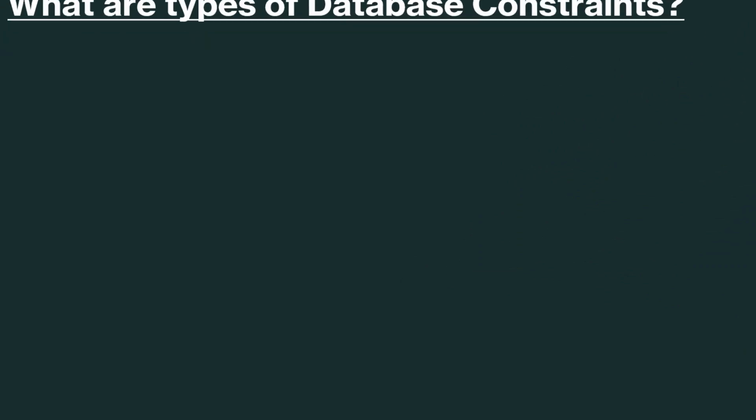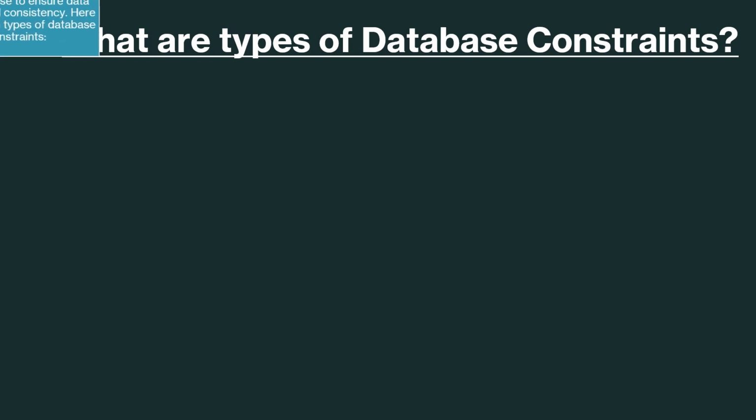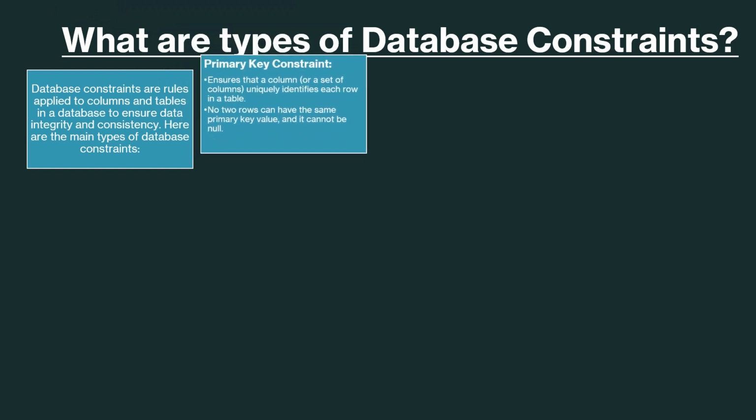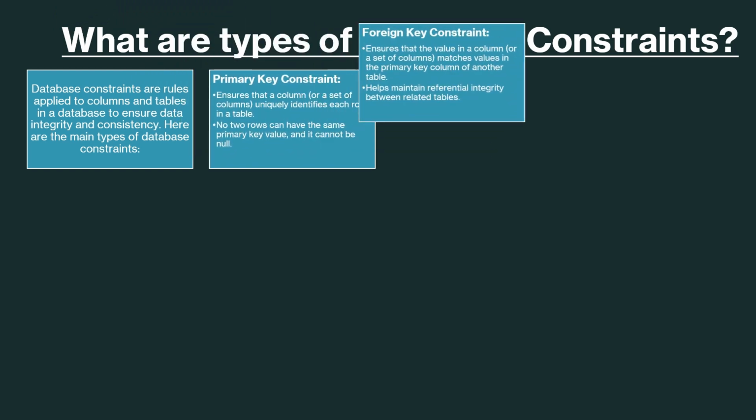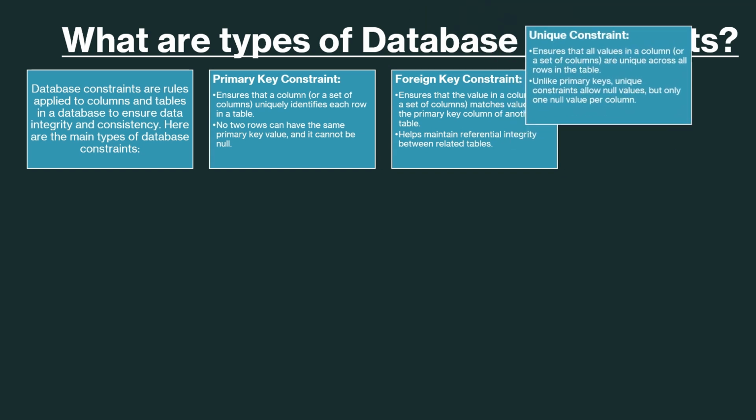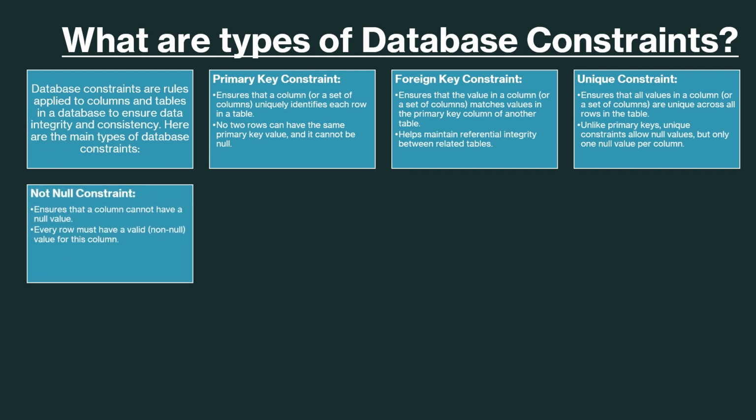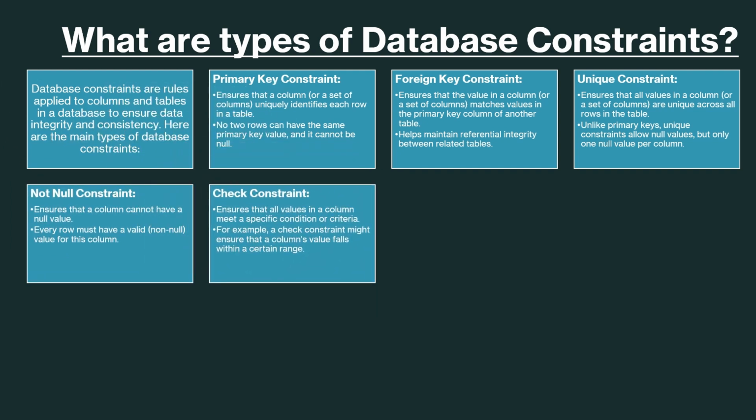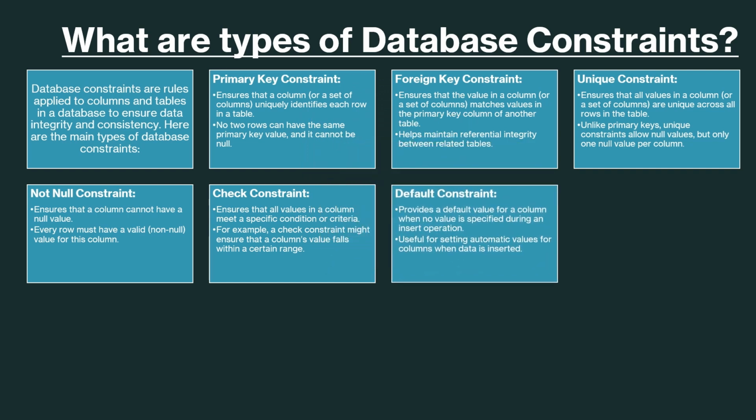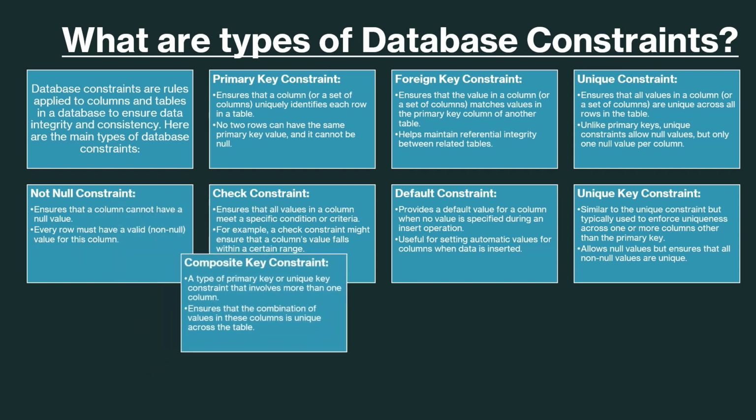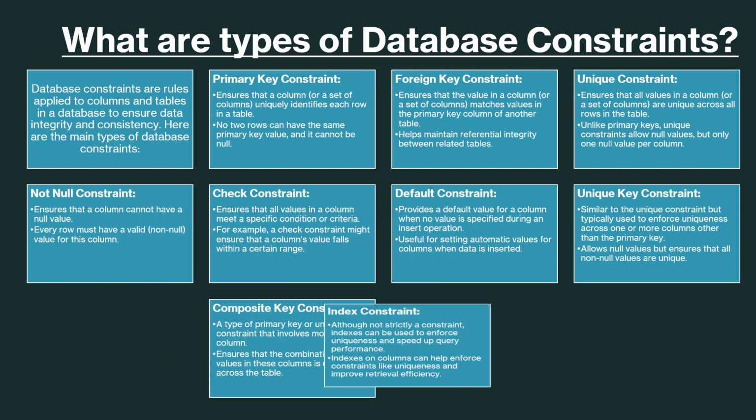What are the types of database constraints? Database constraints are rules applied to columns and tables in a database to ensure data integrity and consistency. Here are the main types of database constraints. Primary key constraint ensures that a column or a set of columns uniquely identifies each row in a table. Foreign key constraint ensures that the value in a column or a set of columns matches values in the primary key column of another table. Unique constraint ensures that all values in a column or a set of columns are unique across all rows in the table. Not null constraint ensures that a column cannot have a null value. Check constraint. Default constraint. Unique key constraint. Composite key constraint. Index constraint.